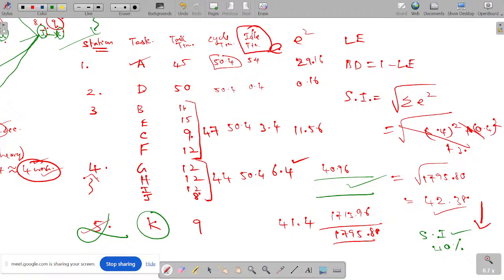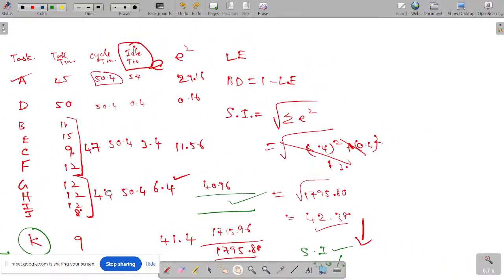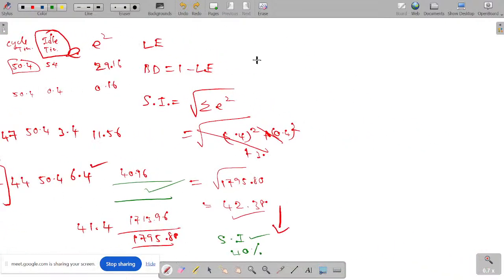Then we find the line efficiency. So what is the sum of the task time? 195. Okay, 195. How many workstations do I have? 5 workstations. And the workstation cycle time is 50.4. So what's the value? It's calculated in percentages. 77% is the efficiency. Okay.